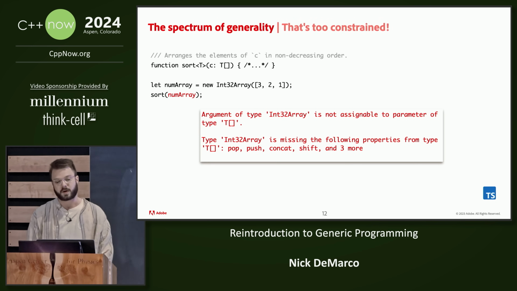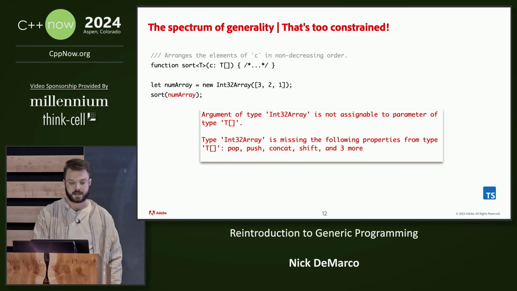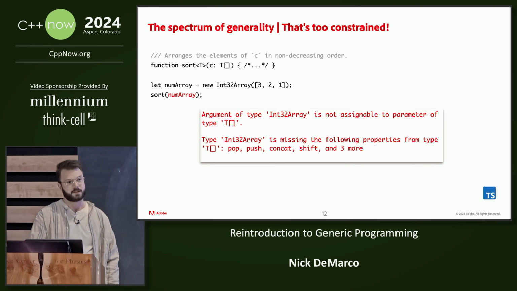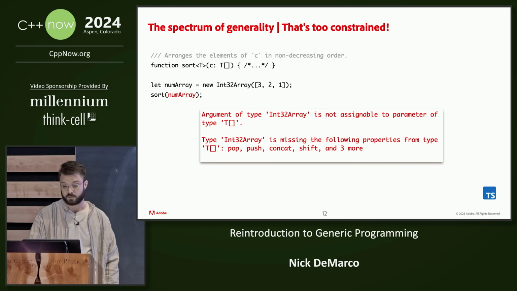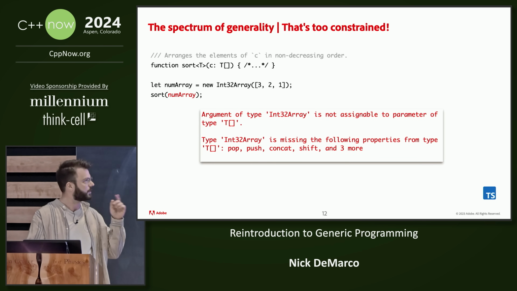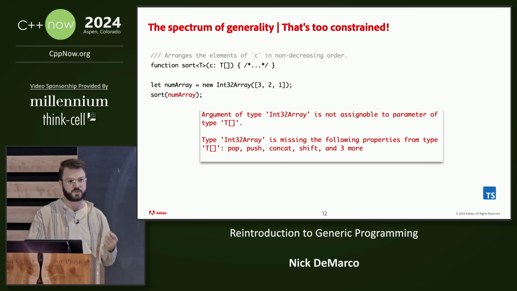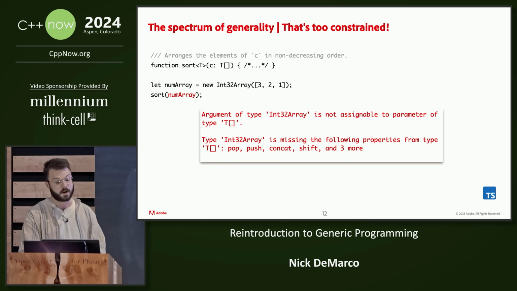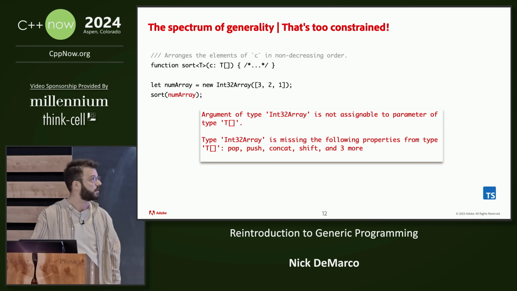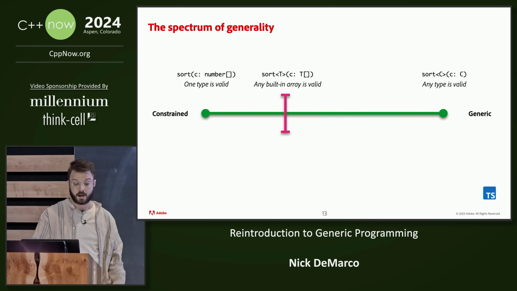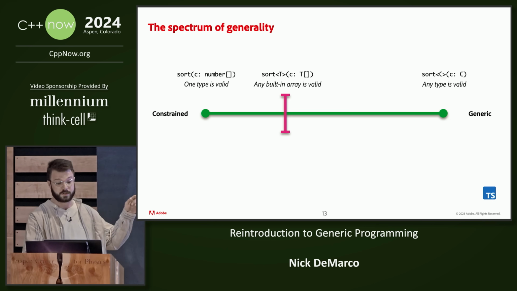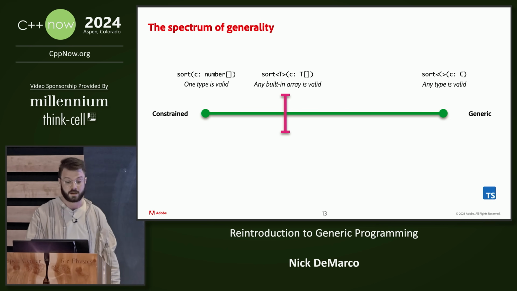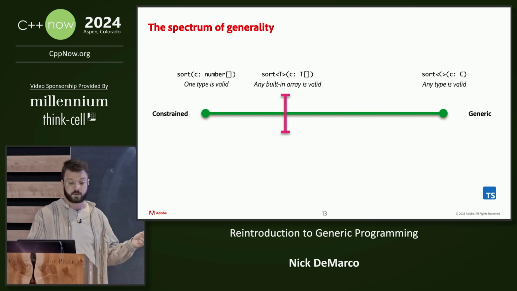Argument of type Int32Array is not assignable to a parameter of type T array because it's missing some methods: pop, push, concat, and a handful of others. Now, I think we can agree you don't need to look inside of the implementation of sort to know that we don't need pop or push or concat to implement it. We're asking too much of our argument types. In other words, we've over-constrained our function. In other words, that tells us that the ideal position is a little bit to the right on this spectrum that we have here. But then the question is, how far do we go?